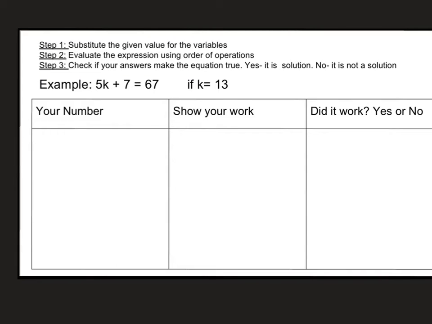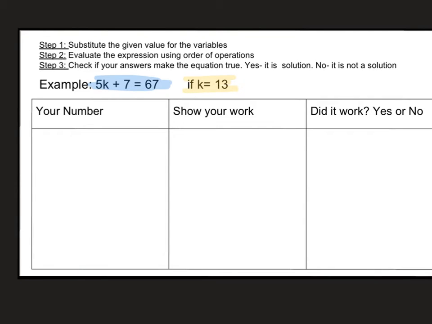Alright, so solutions to equations is very similar to when we evaluated expressions. We are just going to evaluate an equation. So in this problem they give us 5k plus 7 equals 67, and we have to figure out when k is 13 if this statement is true or false.